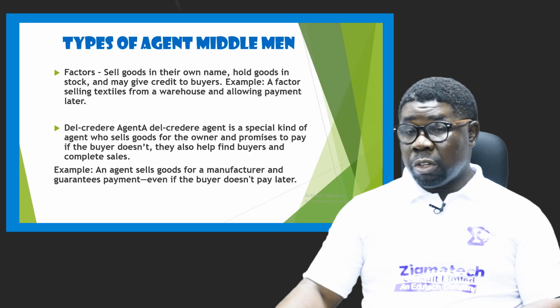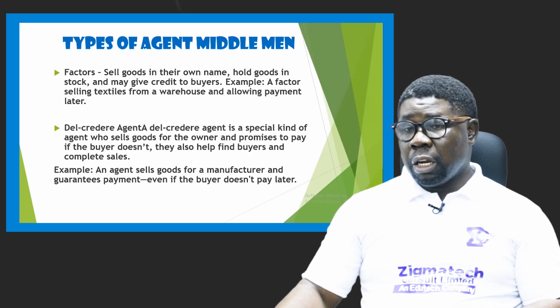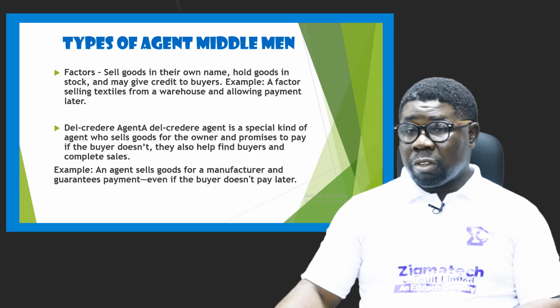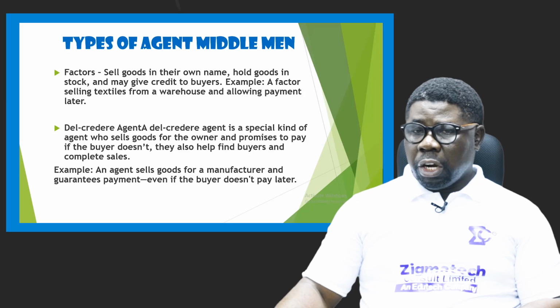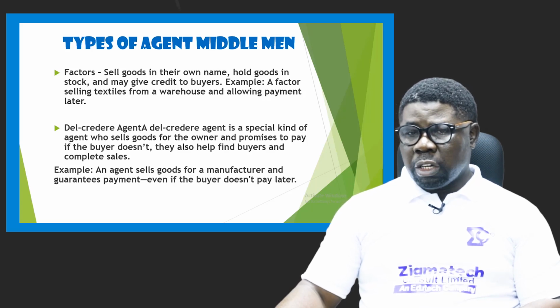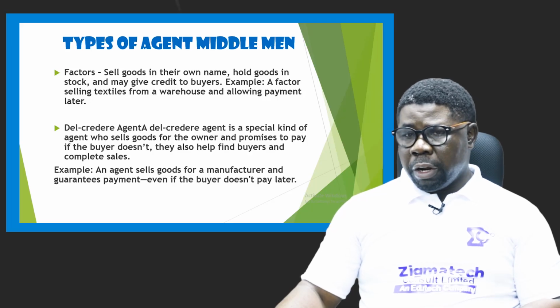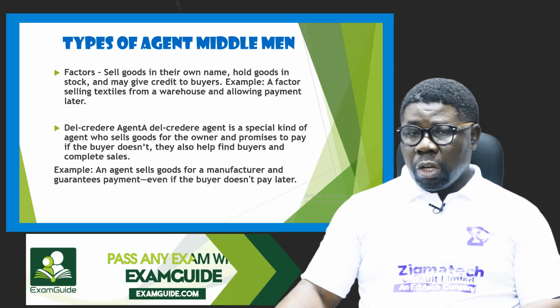Of course, they can do this, but those goods don't belong to them, all right? They don't have title to the goods. They can actually stand in place of the owner and sell, but don't have title to the goods. So a del-credere agent is a special kind of agent who sells goods for the owner and promises to pay if the buyer doesn't pay, all right? They also help find buyers and complete sales. These are what they do, right?